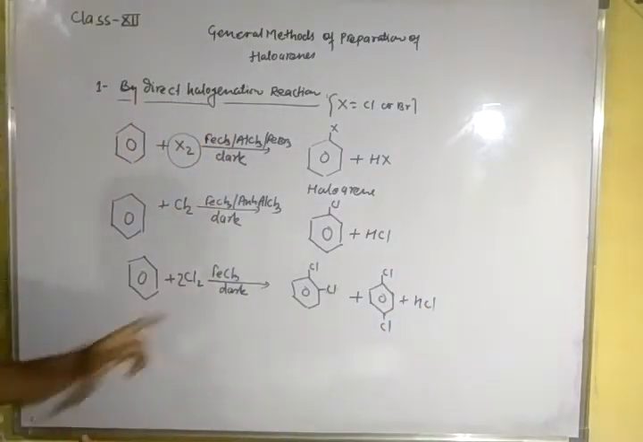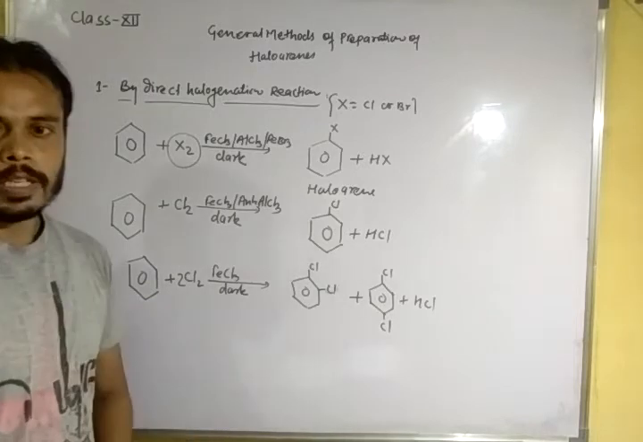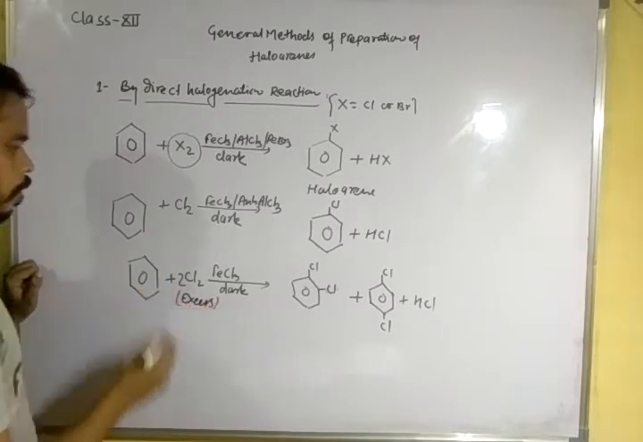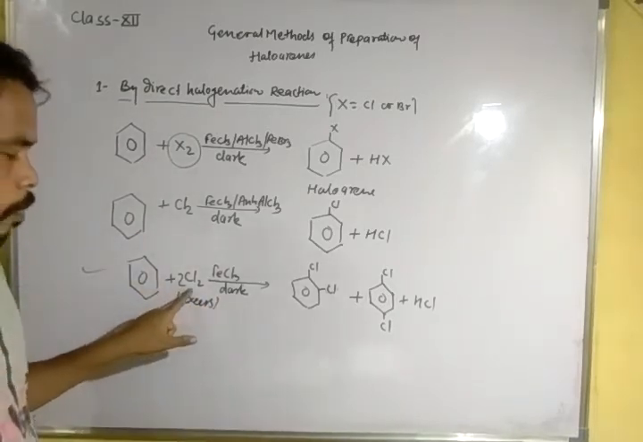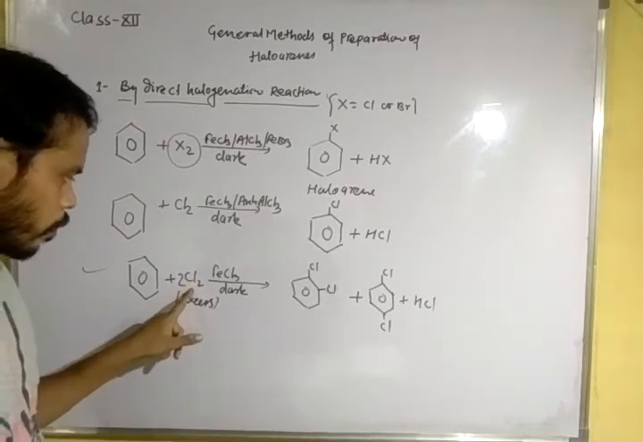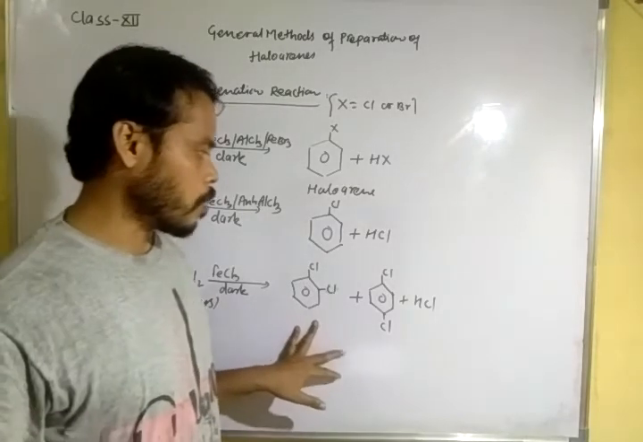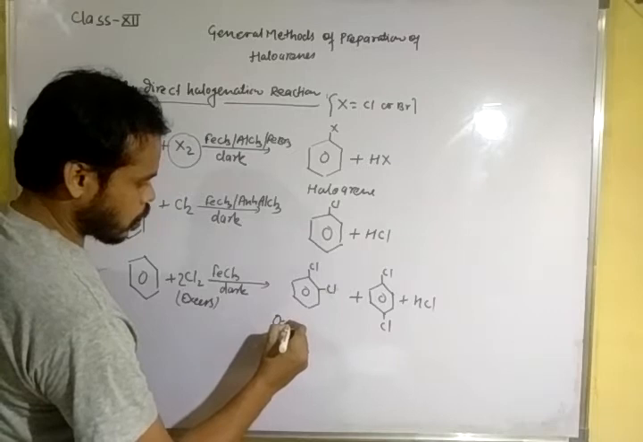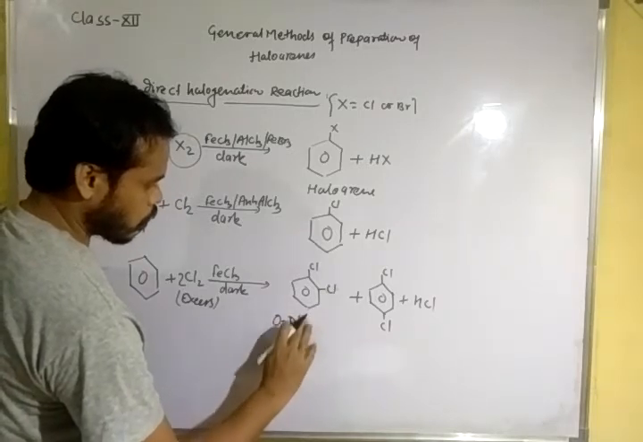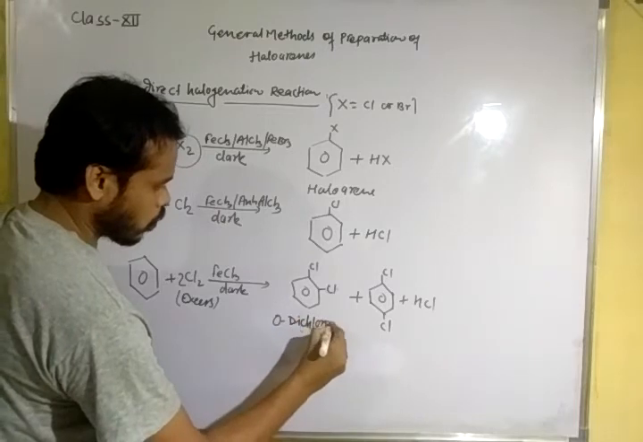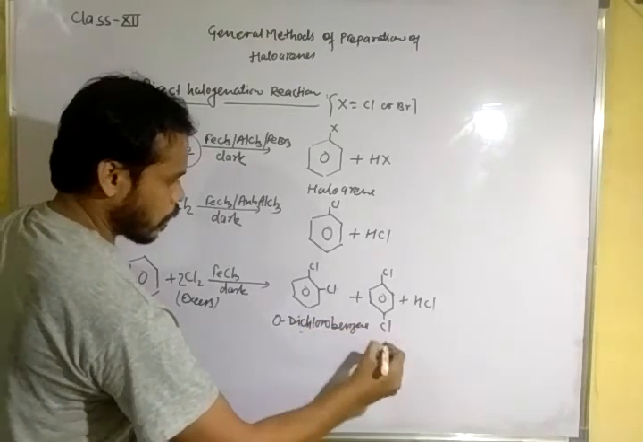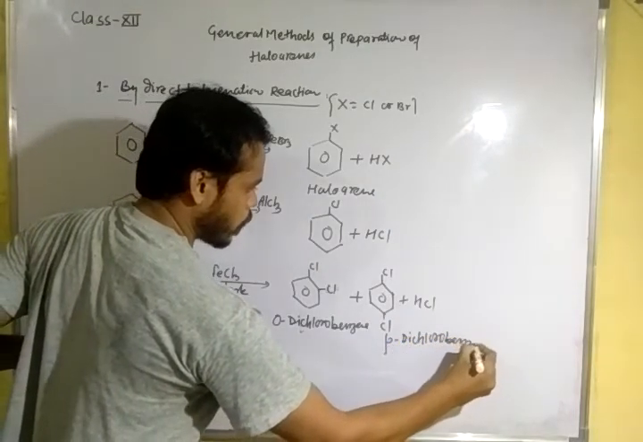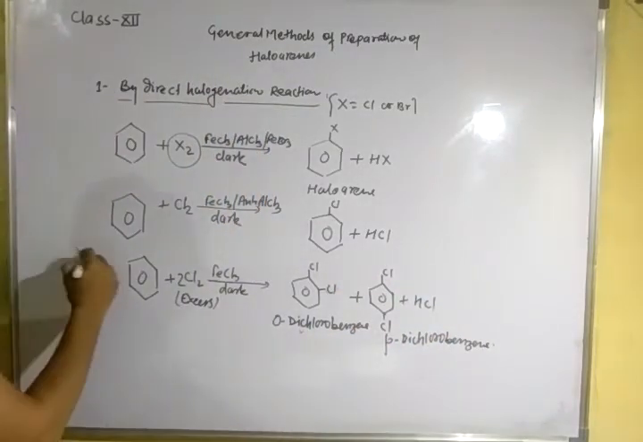The reaction is balanced by multiplying by 2, and you can write the X's here. Also, in the case of bromine, when you take bromine in excess amount, it will form orthodibromobenzene and paradibromobenzene. The name of the product is orthodichlorobenzene, and this is paradichlorobenzene. Clear? I hope it is clear.